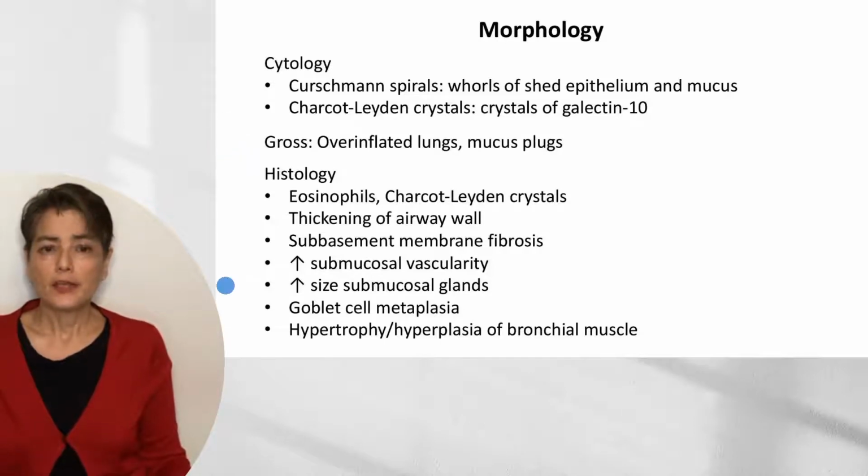of that. Now, the histology is going to reflect the pathophysiology that I just covered. So we're going to see eosinophils, we can see Charcot-Leyden crystals in the mucus plugs, thickening of the airway wall, subbasement membrane fibrosis, increased submucosal vascularity, and increased size of our submucosal glands, goblet cell hyperplasia, metaplasia, and hypertrophy and hyperplasia of the bronchial muscle.